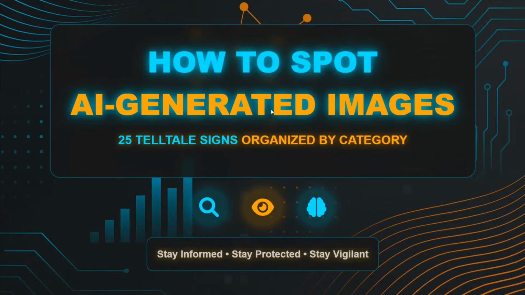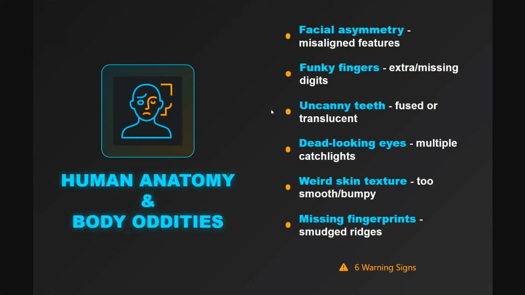So let's get started. The first section we are talking about is human anatomy and body oddities. So basically, AI has a hard time while designing the human body, be it the face, be it the fingers. So there are certain problems that you can observe in AI generated images. Facial asymmetry, misaligned features, the eye might be going up and down, or the ears might be up and down at times. Funky fingers, I think you might have heard about this. Fingers are never correct with AI.